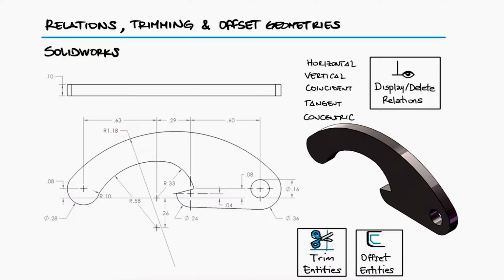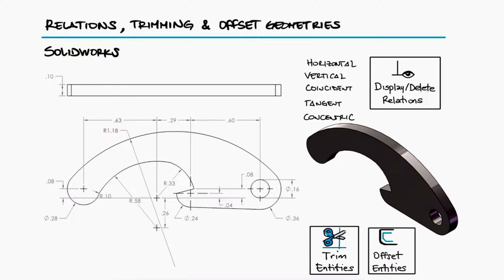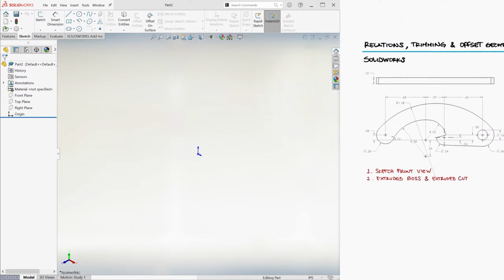The overall construction plan for this part is very simple. We sketch the front view, and we give it a 0.1 inches depth. Well, and a hole at the end, but that's pretty straightforward. Of course, most of the work is found within the first sketch.